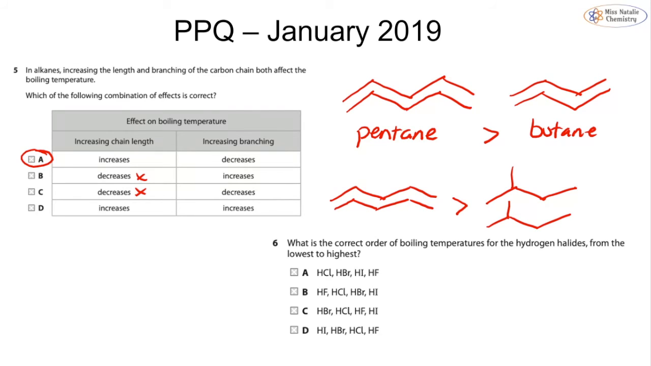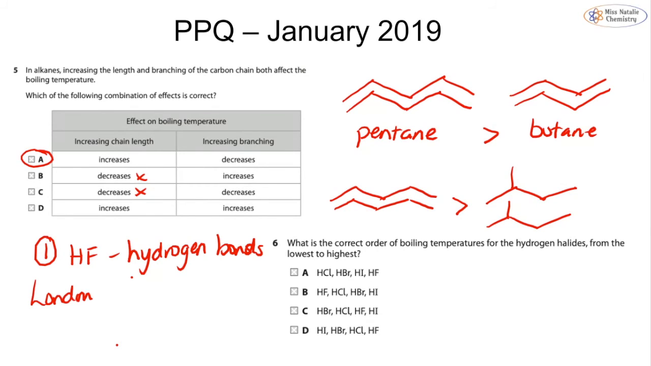Question 6, we want to look at the correct order for the boiling temperature of hydrogen halide from the lowest to the highest. So we know right away that HF is the only one that has hydrogen bonds. So that is always going to be in the number 1 spot. Okay? Then we have to consider what the other forces are. And the other force that takes effect is then going to be your London forces. And remember, the more electrons, the more London forces.